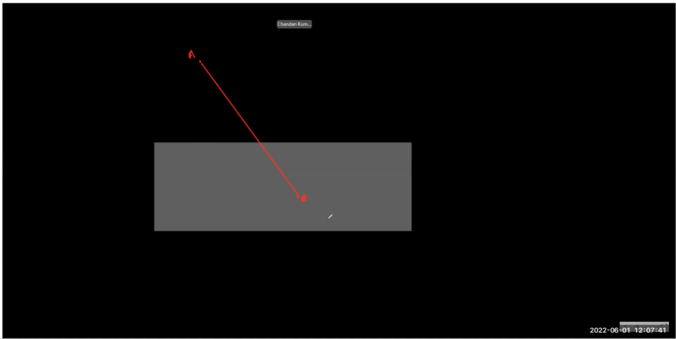Okay. So to go from A to B, there are many possibilities, and one possibility is you can go here and come back. But I think this is really foolish because you're unnecessarily increasing the time by more than this value. So that's a foolish option. So what I can do is I can drop a perpendicular from here.